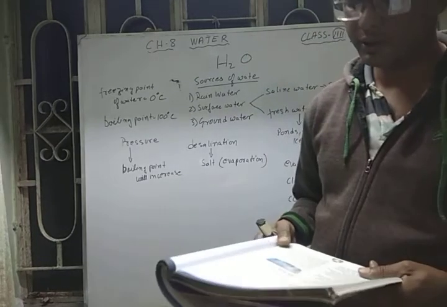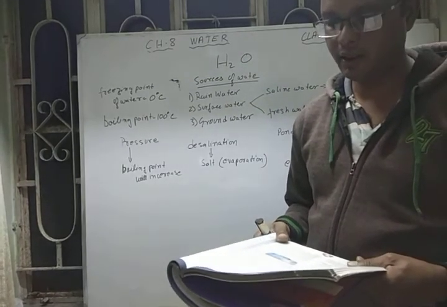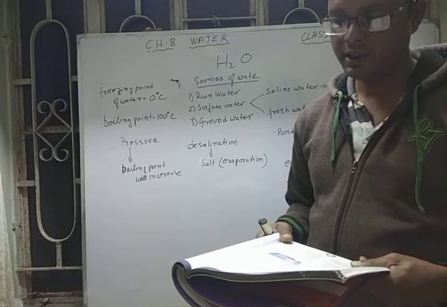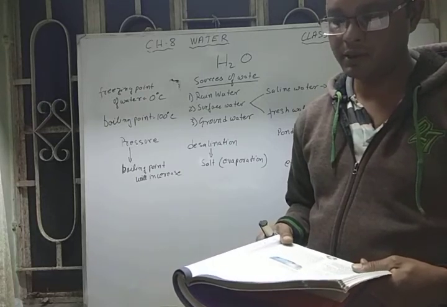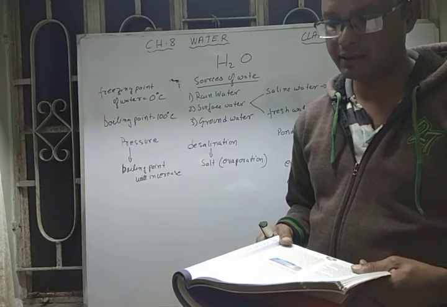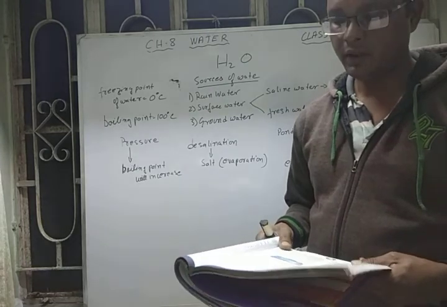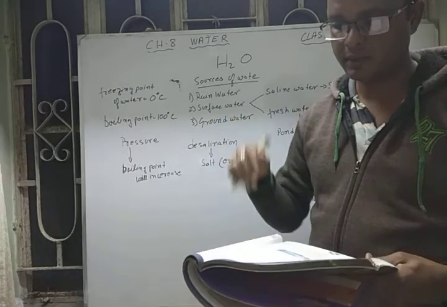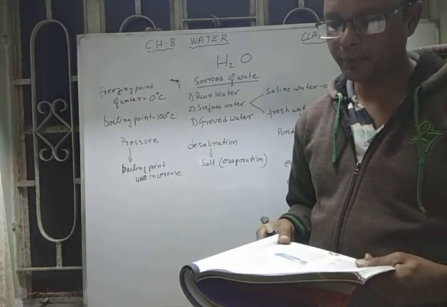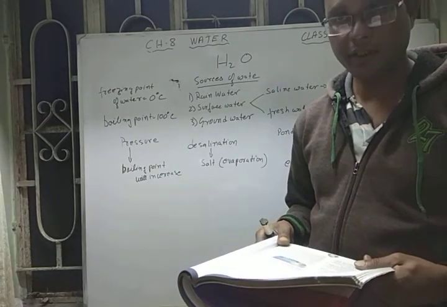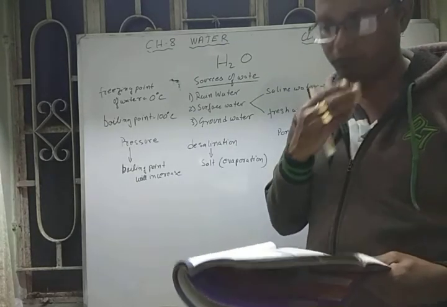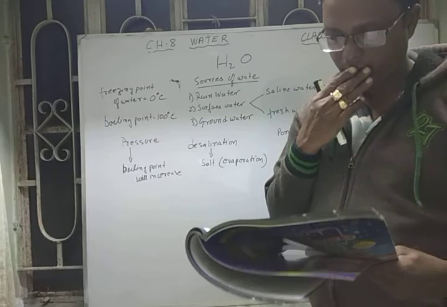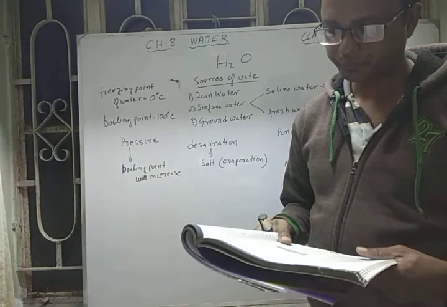It is given in your book, on page number 130. During severe winter, the temperature of surface water in lakes starts dropping. In winter countries, what happens in winter? The temperature of the surface water starts dropping, and cold water being heavier sinks to the bottom.